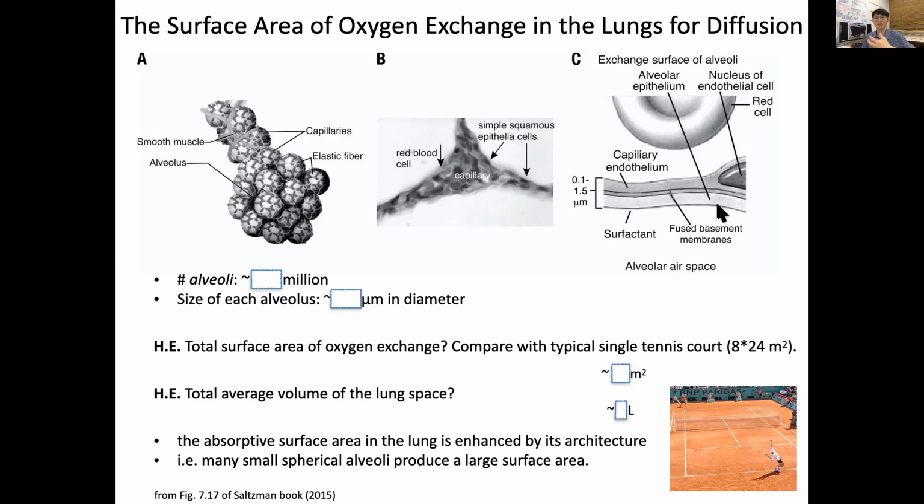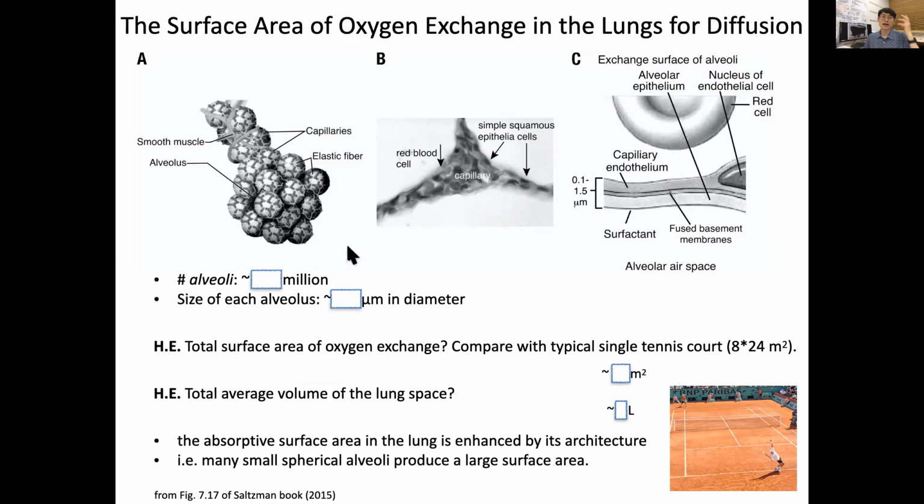On the other side is this alveolar air space, and there's a surfactant. And you can see the dimension is only about 2 microns across. So the distance between hemoglobin, the RBC, and the airspace is only a few microns apart.